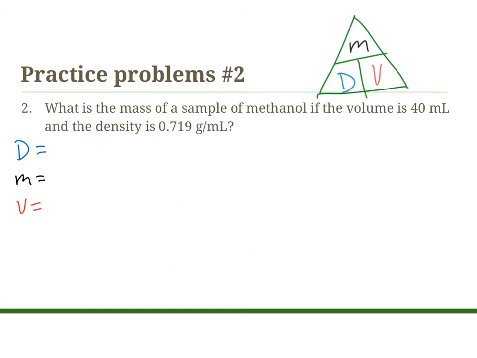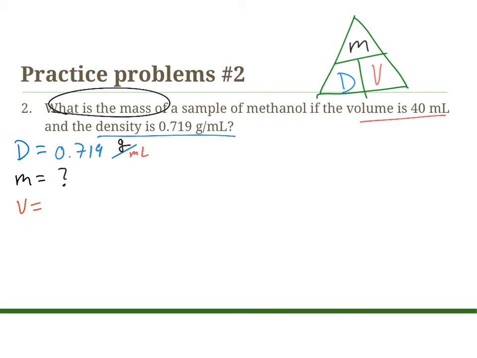The next problem is asking us to find the mass when we know the volume of a sample of methanol and we know the density. So this time I know the density is 0.719 grams per milliliter. I am solving for the mass because that's what the problem is asking for, and I know the volume is 40 milliliters.